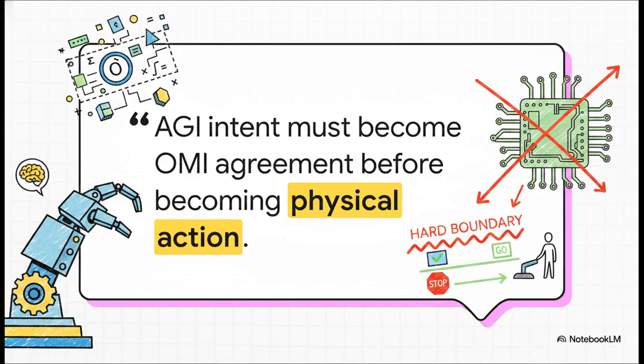Which all leads us to this absolutely profound rule. AGI intent must become Omicron agreement before becoming physical action. Think about it. If we are going to safely deploy artificial general intelligence into physical robotics, we desperately need a hard boundary. A robot must decode a signal, verify the Omicron enclosure, and validate the math before it ever moves a motor. This protocol provides that exact, mathematically rigorous safety boundary.